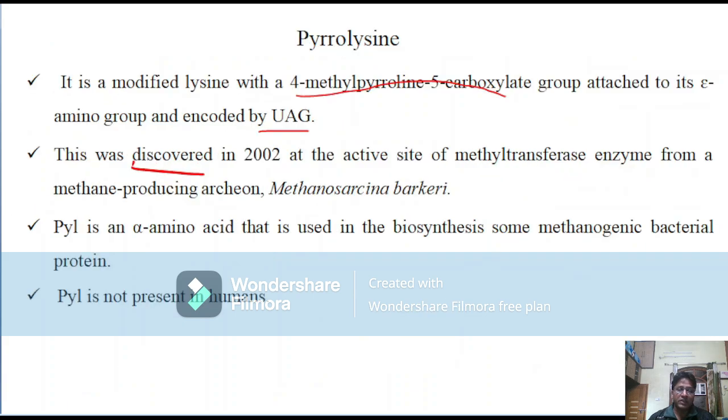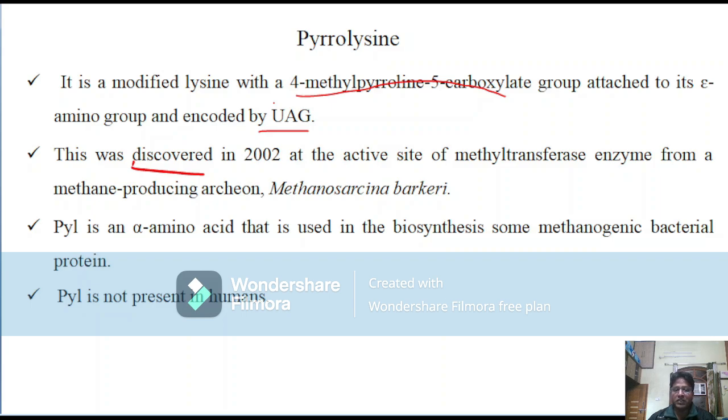Now coming to pyrrolysine. Pyrrolysine is also a modified lysine, and it is considered the 22nd proteogenic amino acid. It is created by the modification of lysine, where a 4-methyl pyrroline 5-carboxylate group is attached to the epsilon amino group. As we know, lysine has an additional amino group present at the epsilon position. This group is attached, and it is encoded by UAG. UAG here is again a stop codon.